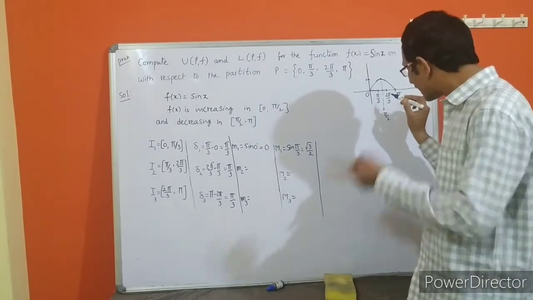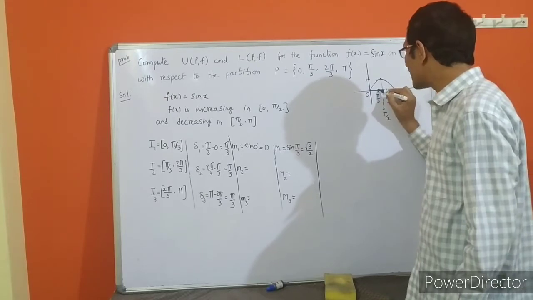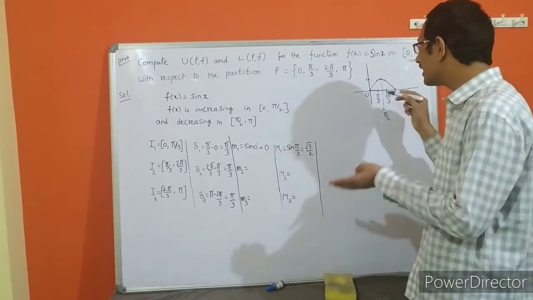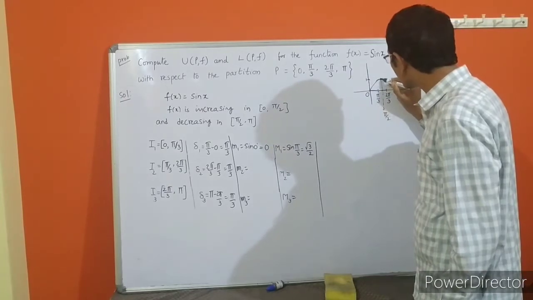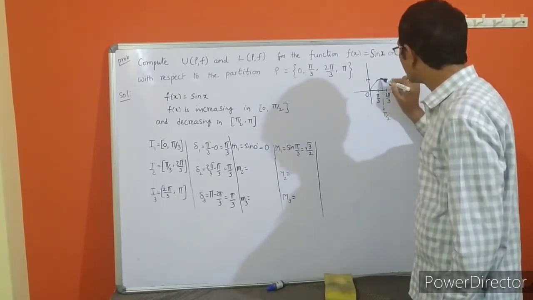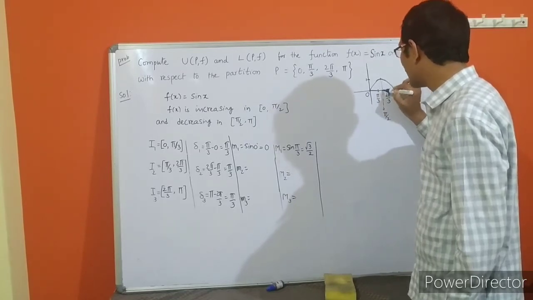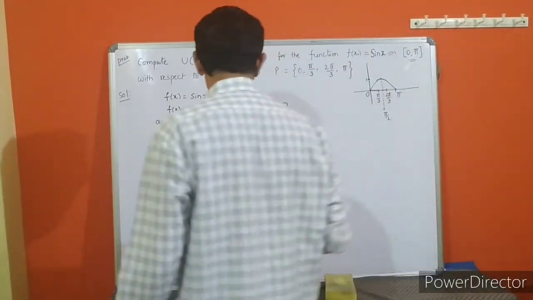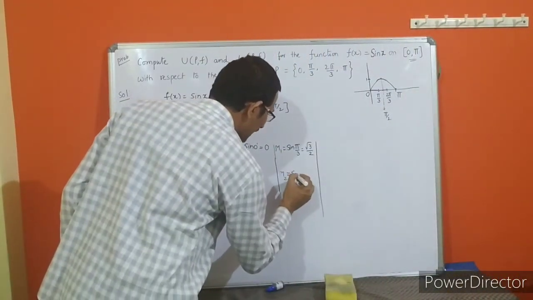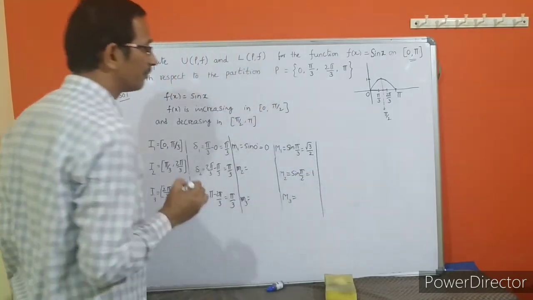If it is an increasing function, the maximum occurs here. If it is a decreasing function, the maximum occurs here. But it is neither increasing nor decreasing. So where is the maximum? Here, in this subinterval, this is the maximum value of f of x. Where does it occur? At pi by 2. So the maximum occurs at sin pi by 2, and sin pi by 2 is 1. This is the maximum value.